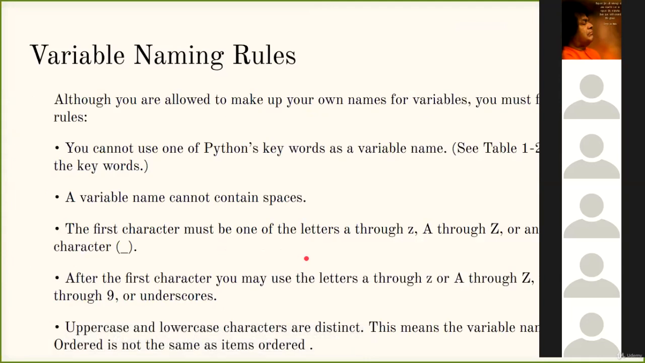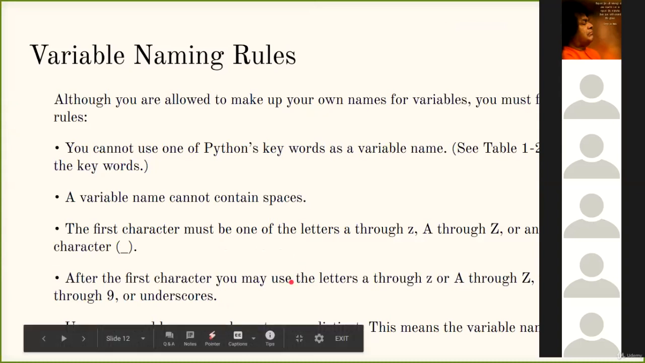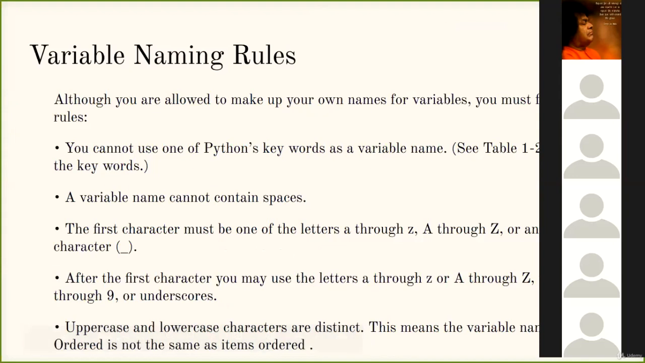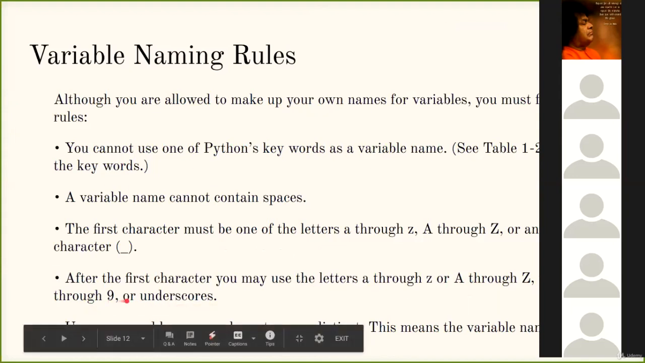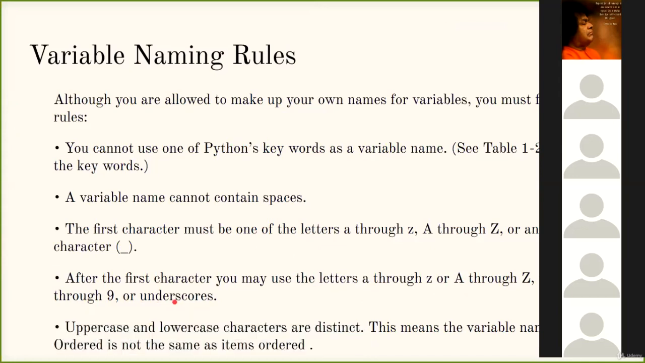So moving on to our next thing. After the first character, you may use letters A to Z, capital A to Z, and you might also include the digits 0 through 9 or underscores. We have already seen this in the example: _2a = 25. I've done that, and it was able to accept this as a legitimate variable name.